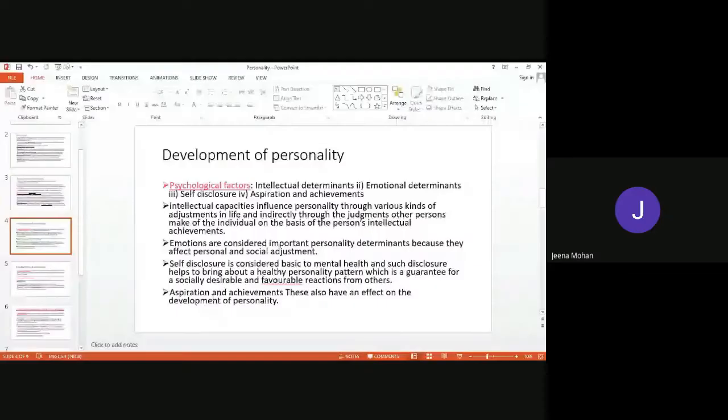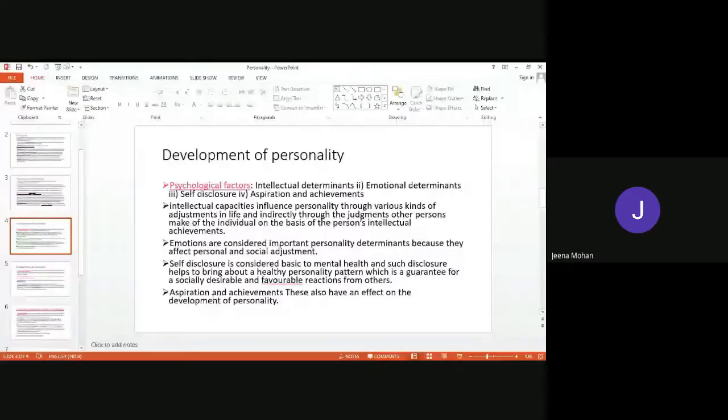So if a person is intelligent, then that person will be able to make many adjustments in the environment or in life. In life we have to make so many judgments, so he will be able to make correct judgments. Then when he comes across a problematic situation, he knows how to make the correct decision. So decision making strategies, he very clearly knows how to do it. So we can say that if a person is intelligent, he or she will be able to make adjustments in the environment. So that is very important.